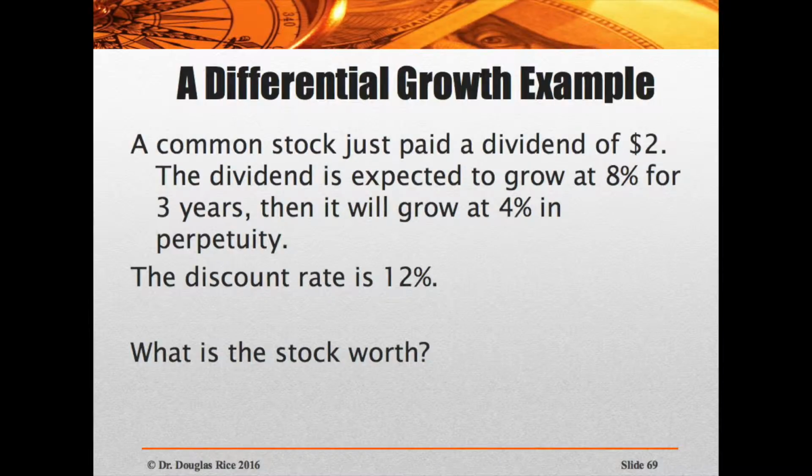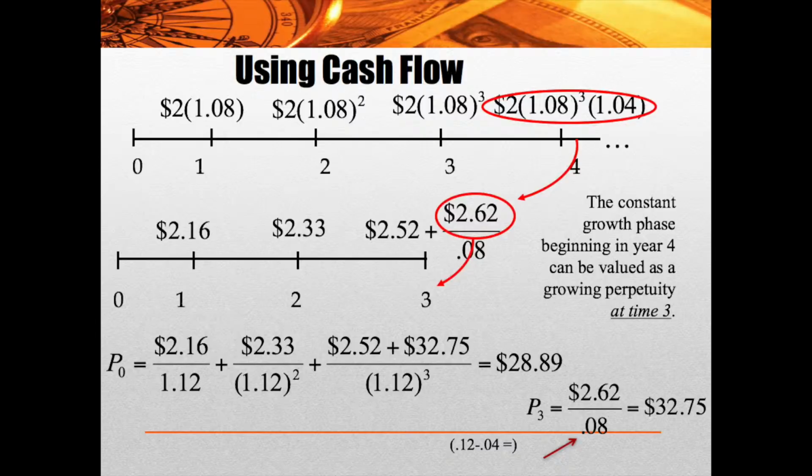In the differential growth rate example, a common stock just paid a dividend of $2. The dividend is expected to grow at 8% for 3 years, then it will grow at 4% in perpetuity. So we have our two growth rates, 8% for 3 years and 4% in perpetuity. After that, the discount rate is 12%. What is the stock worth? We can do a somewhat simple calculation here, and we like to draw a timeline. Timelines are very helpful here because you can get a little bit lost.